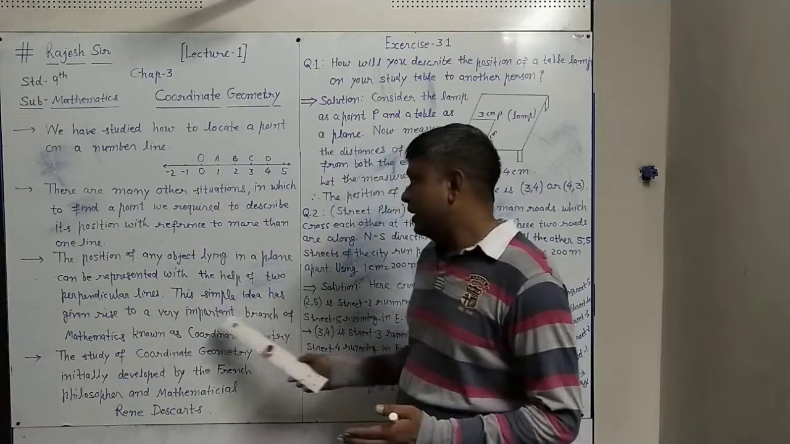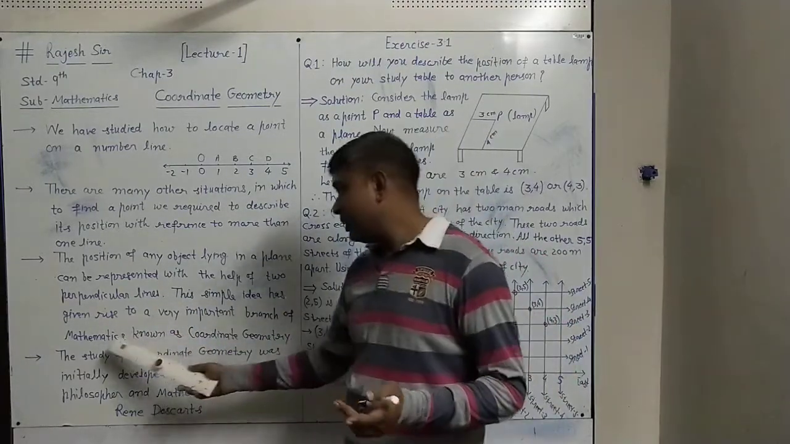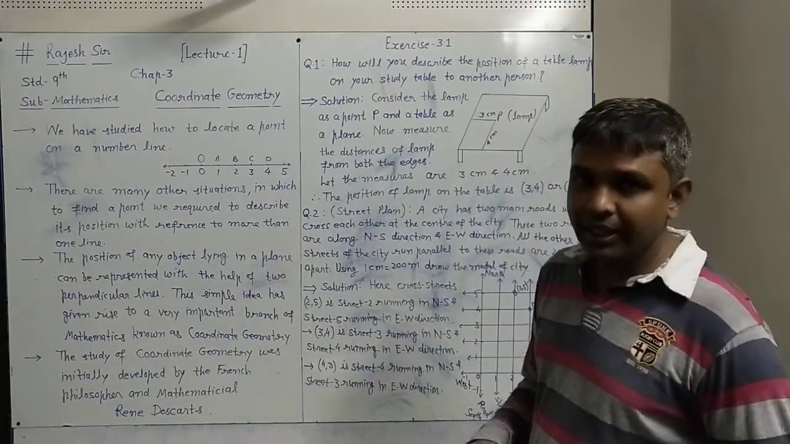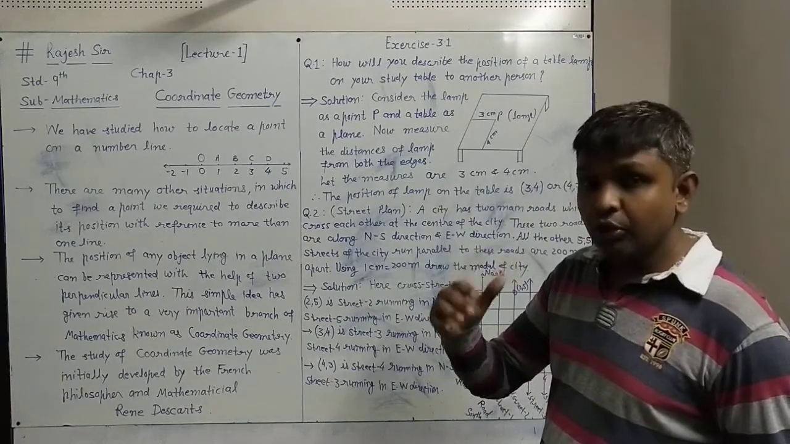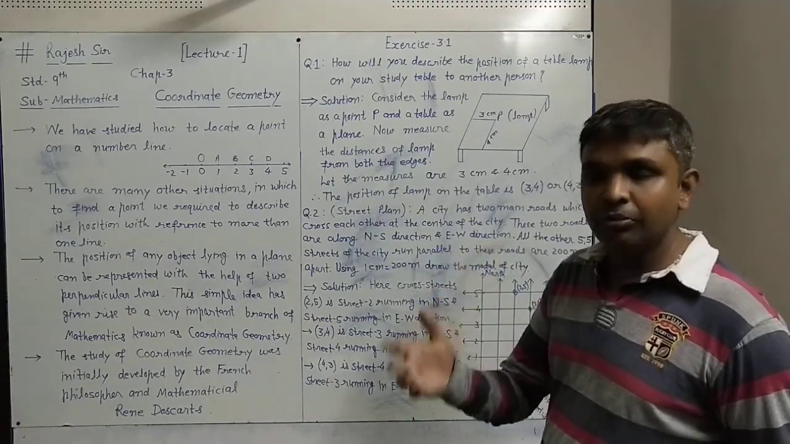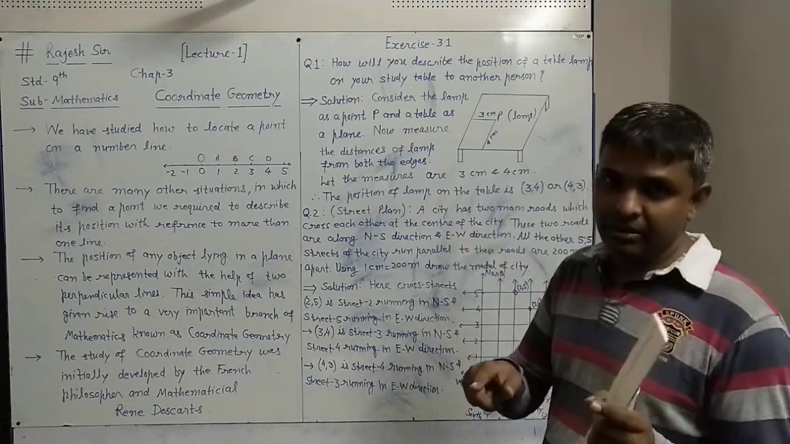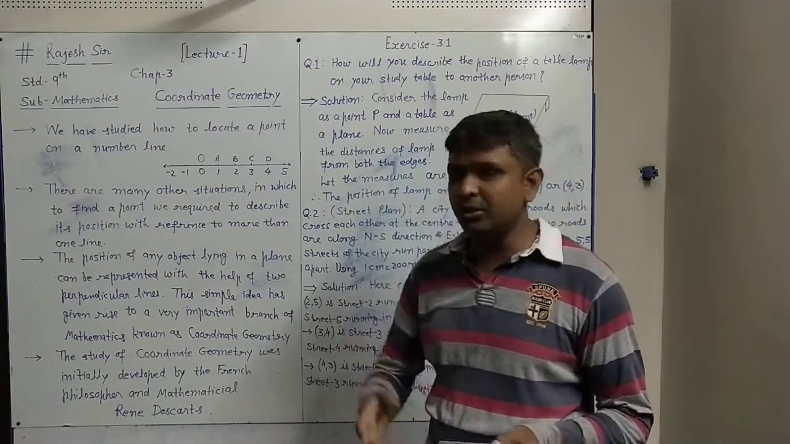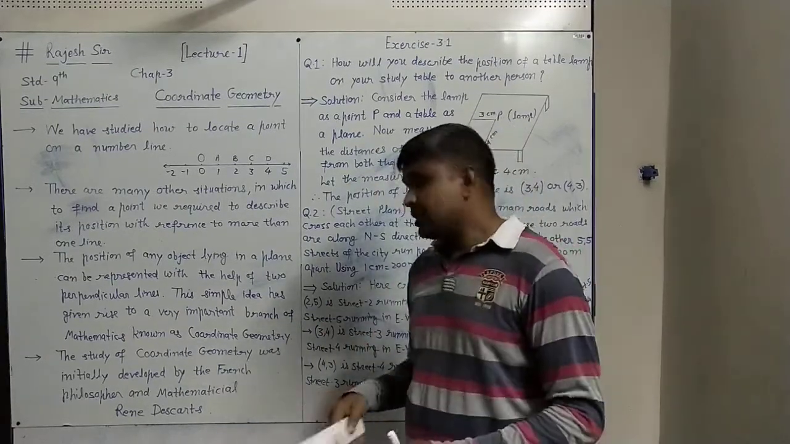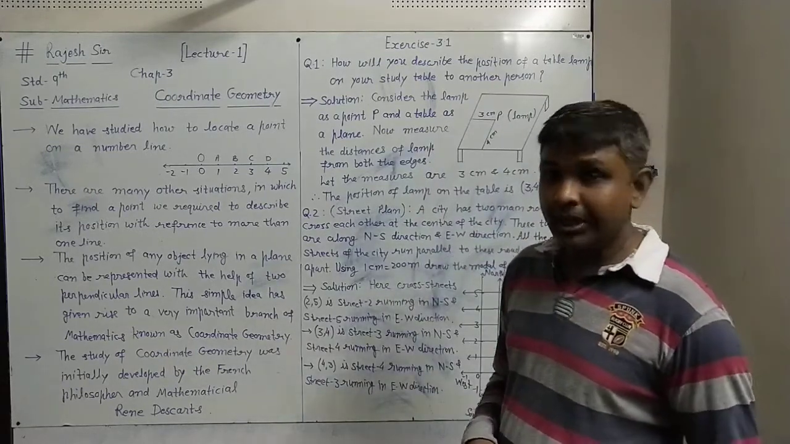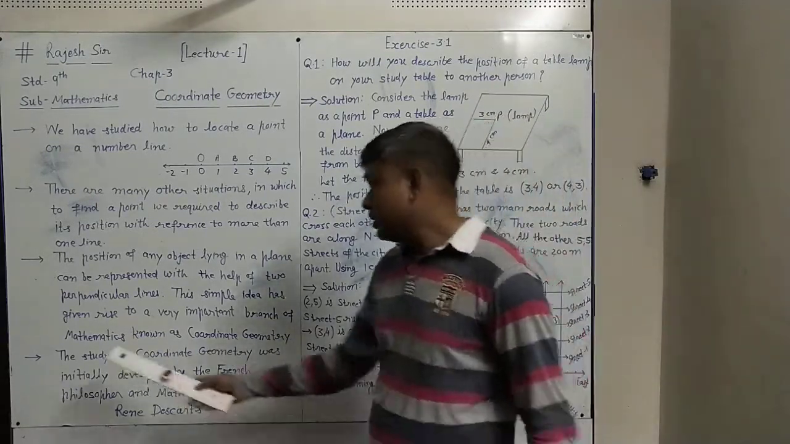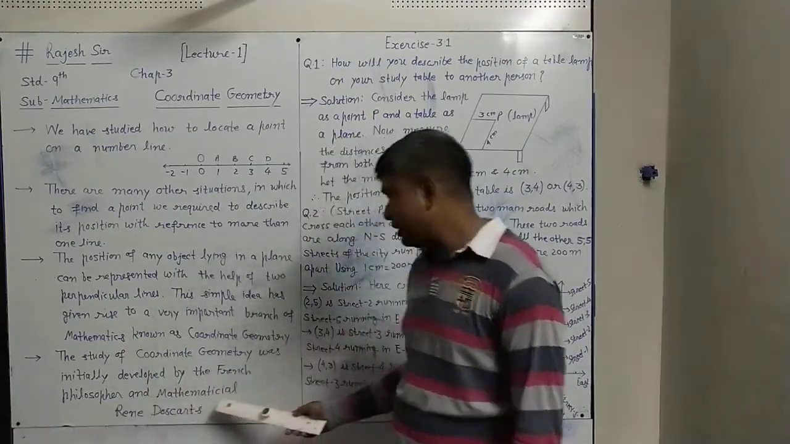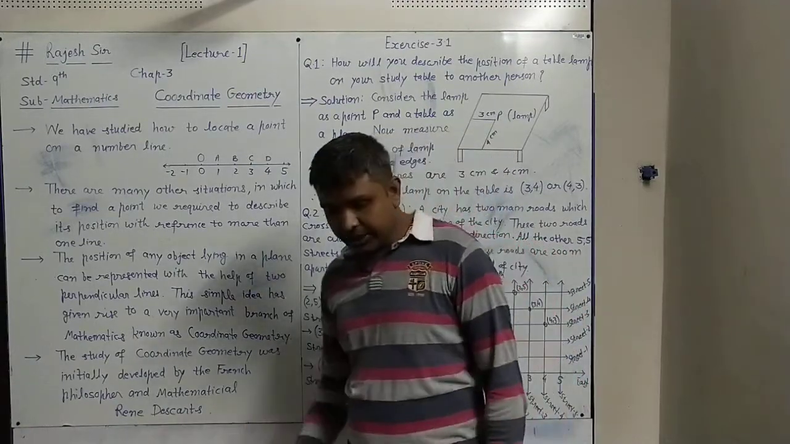This simple idea has given rise to a very important branch of mathematics, known as coordinate geometry. This idea of locating any object or point in a plane with the help of two perpendicular lines, generally known as the x-axis and y-axis, has given rise to coordinate geometry. The study of coordinate geometry was initially developed by the French philosopher and mathematician René Descartes.